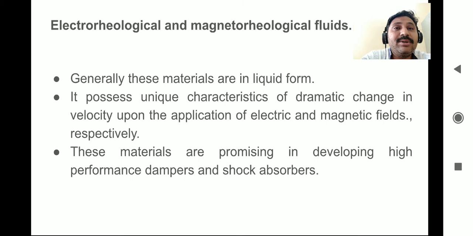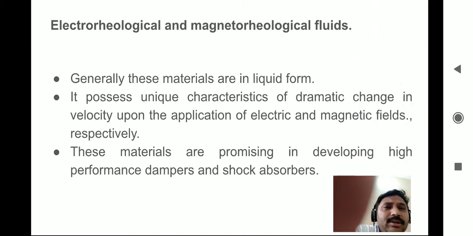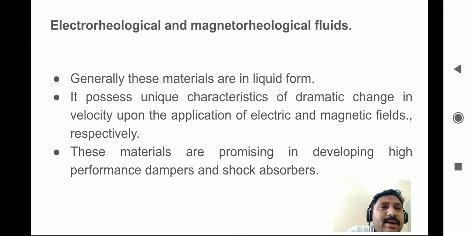These materials are promising for developing high performance dampers and shock absorbers. We can say they make the work very smooth at places where dampers or shock absorbers may be required. This kind of fluid may be used for lubricating purposes, absorbing shocks in dampers at places where the velocity may be very high. This is the electrorheological or magnetorheological fluid, and this fluid is also made by using magnetic materials.